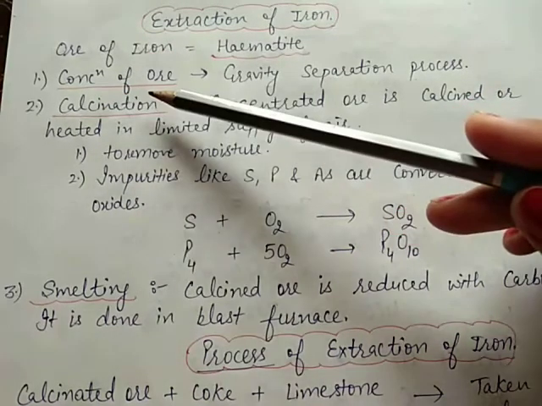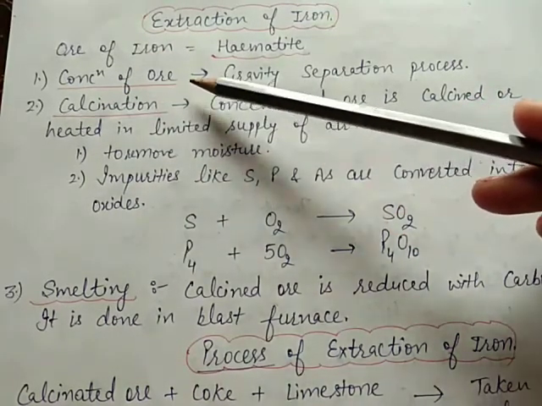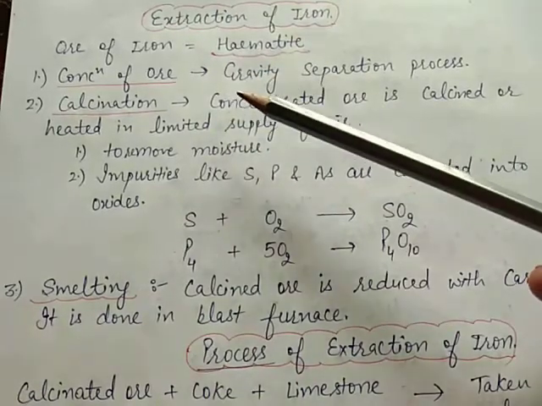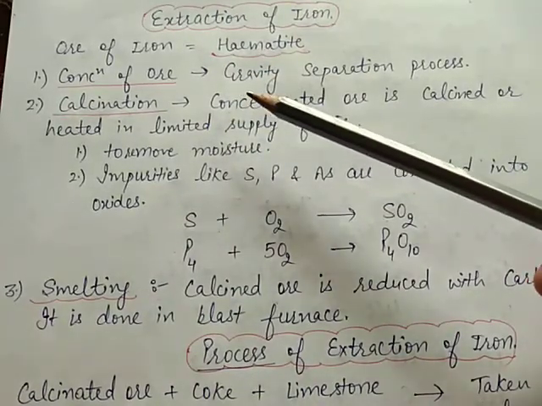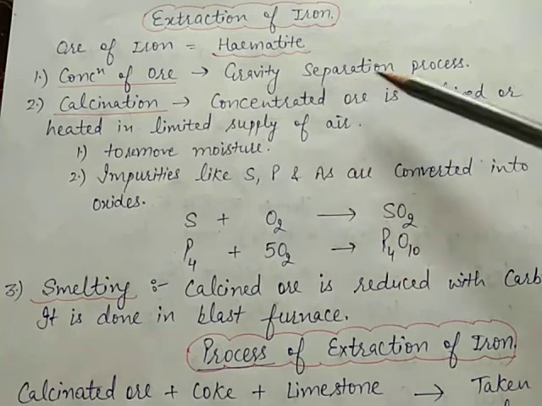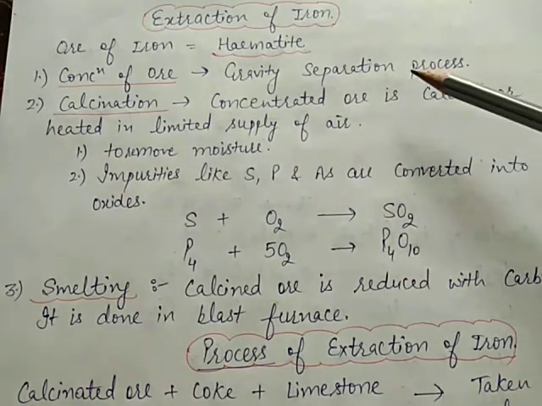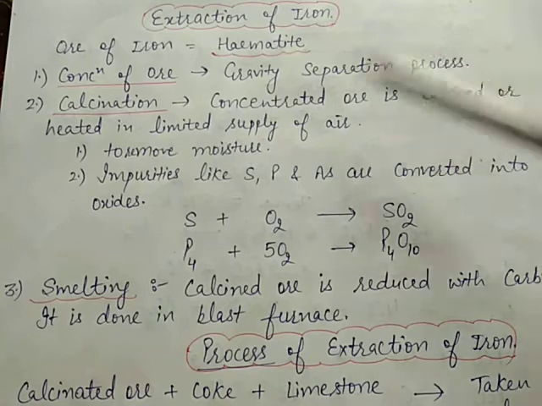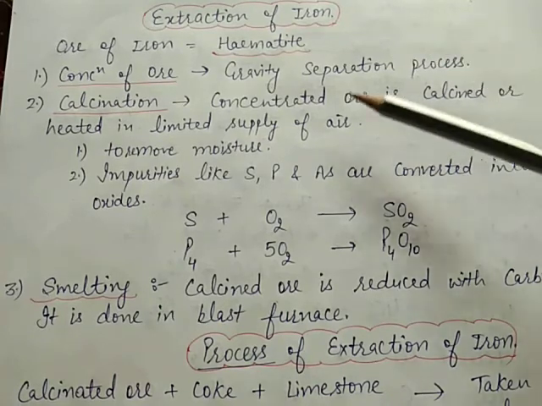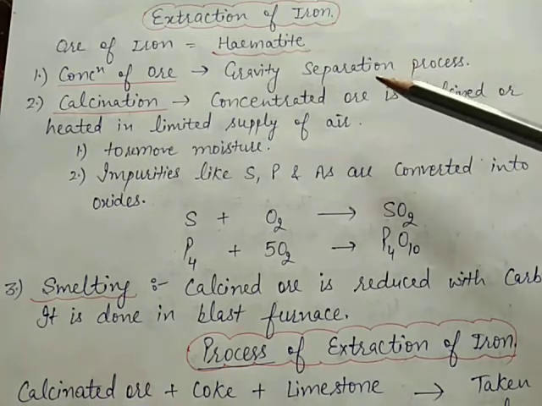First step is concentration of ore. In this step, ore is concentrated by the gravity separation method, in which the ore is washed with running water to remove the clay and sand.